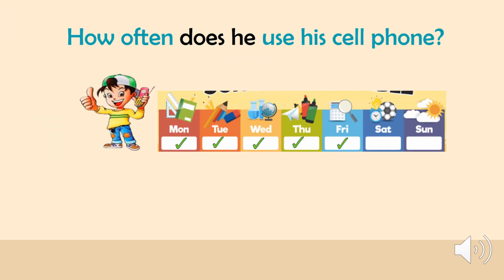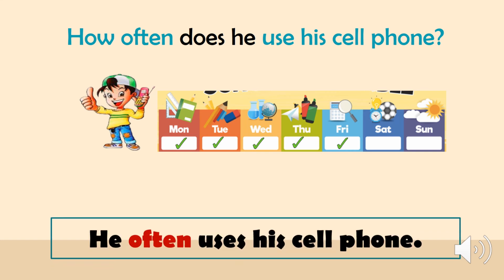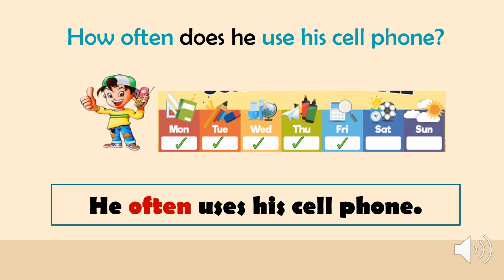Okay, now let's move on to the first one. How often does he use his cell phone? Can you write your answer into your notebook? Okay, now I will ask a question and you will read your answer. Okay, how often does he use his cell phone? Okay, the answer here. He often uses his cell phone. Look at the word uses. Okay, he often uses his cell phone.